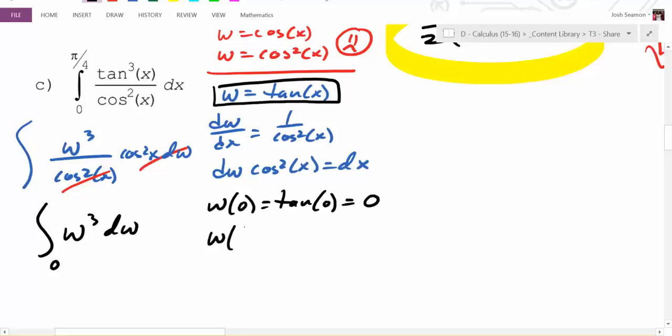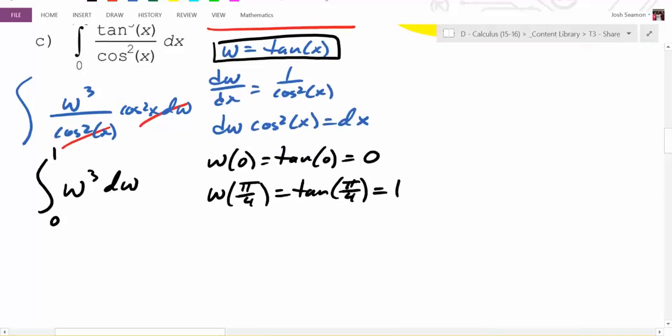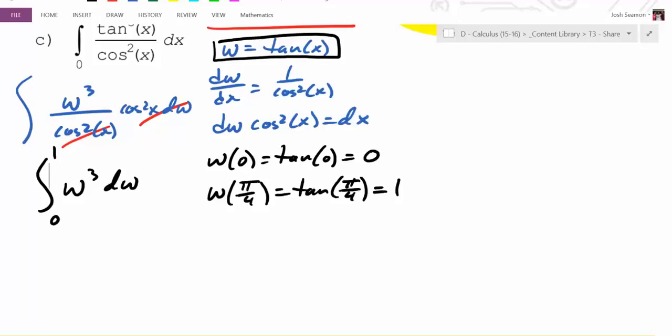But what's w of pi over 4? We just did it, right? Basically, are you going to do it now or at the end? And that equals what? Tangent of pi over 4 is 1, right? Hey, look, now we don't have to substitute again. So now what do we have?